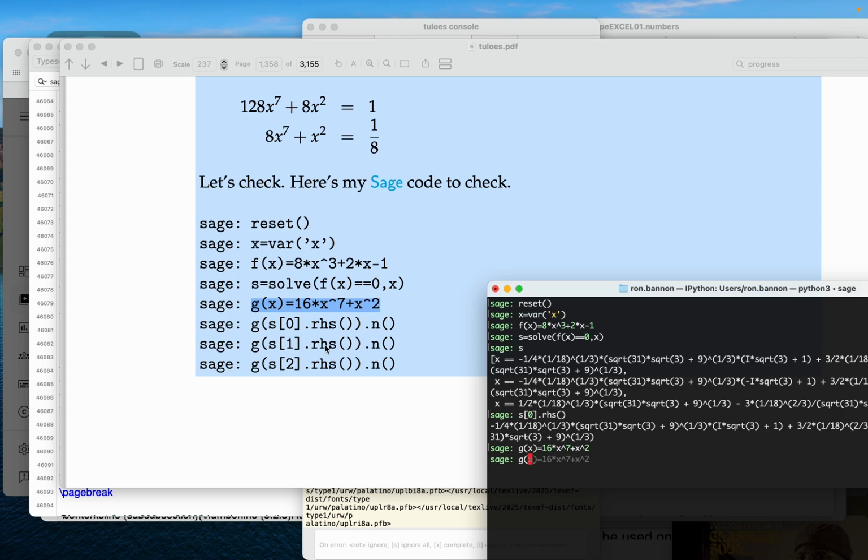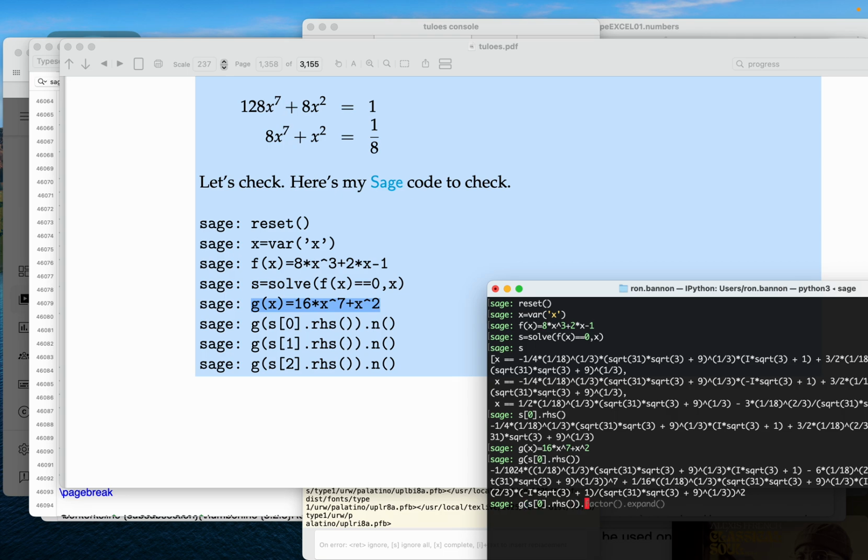All right. So first thing is if I want to evaluate g at the first solution, I type in g of s0 right-hand side, and let me hit return over there. And again, it's a wacky looking number there. And you could approximate it. Let me do that for you. And that's going to be n. That's a numerical approximation command. And I get this over here, which someone says, it doesn't even look anything like your answer.